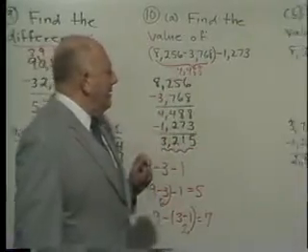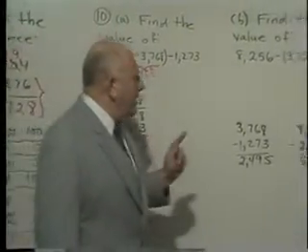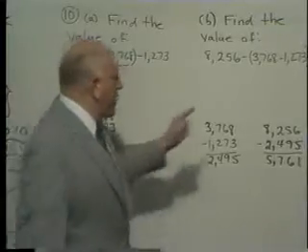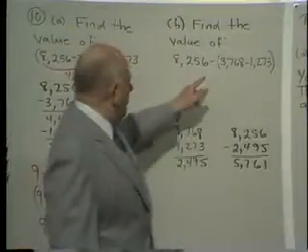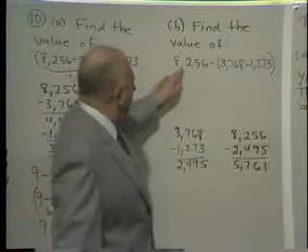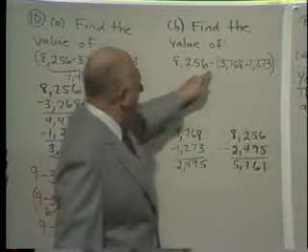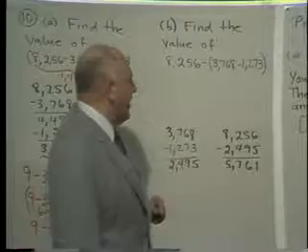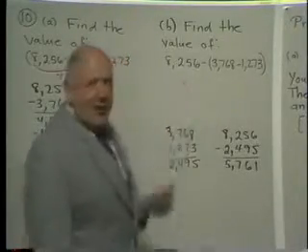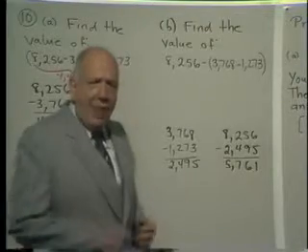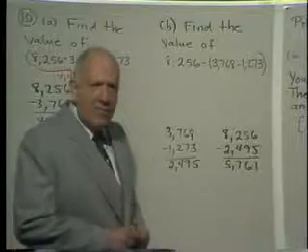Now look at part B. Part B and part A look exactly the same if you erase the parentheses. Without the parentheses, both A and B look like 8,256 minus 3,768 minus 1,273. But everything in parentheses is one number. So now we have to use the voice inflection principle.